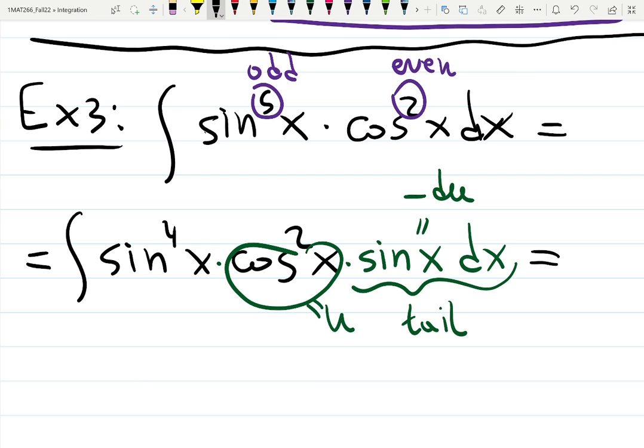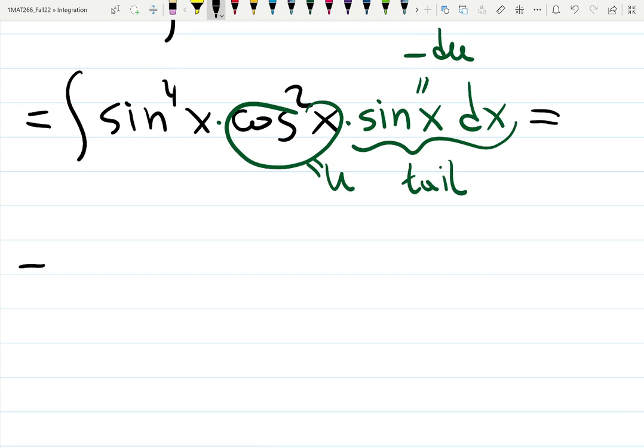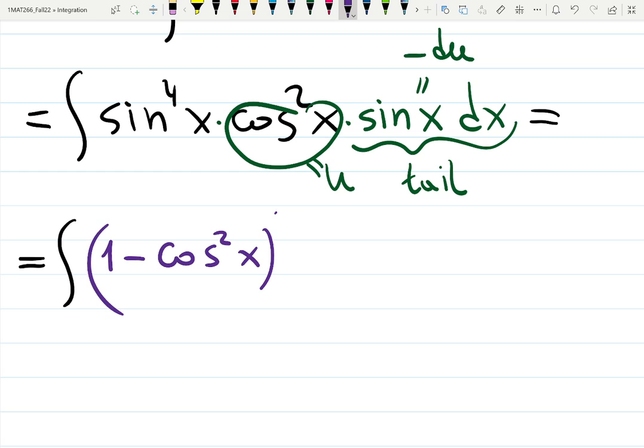So before we perform u substitution, we need to deal with this sine to the even function. We're going to do exactly the same thing. I will make it fast, and you tell me if you understand it or not. 1 minus cosine square x, everything squared. How about that?